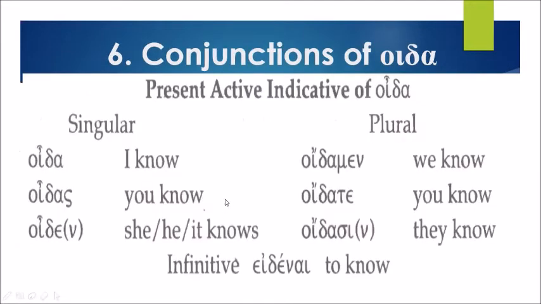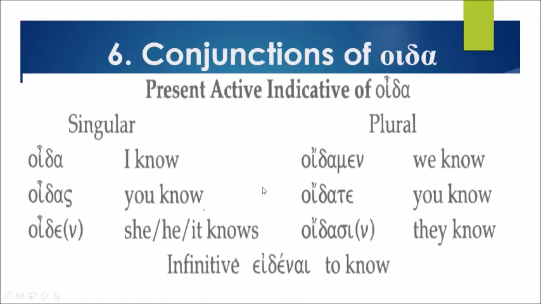Okay, let's take a look at the present active indicative of oida. In the singular, it is oida. It means "I know." Second person is oidas, "you know." Third person, oide, "he, she, it knows." In the plural, it is oidamen, "we know." You have also the word oidate, "you know." And the third person, oidasi, "they know." And the infinitive, eidenai, "to know."